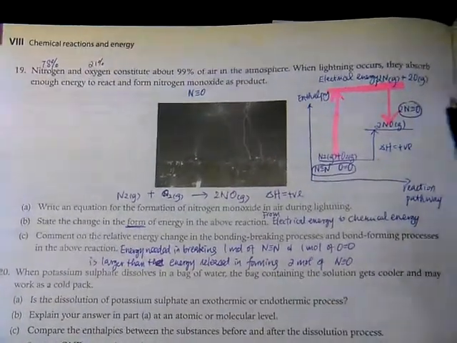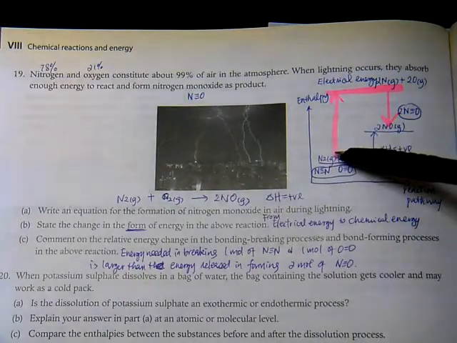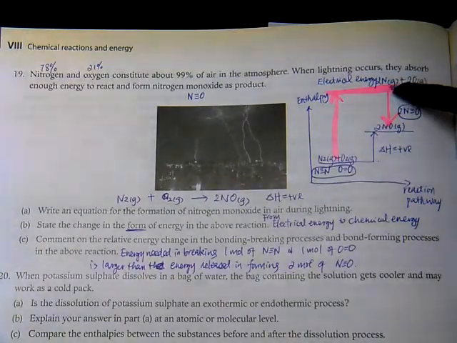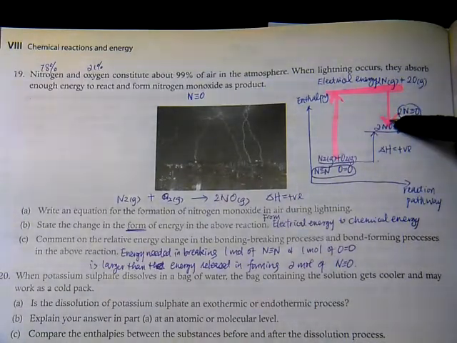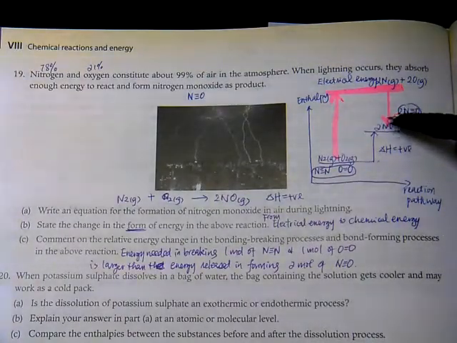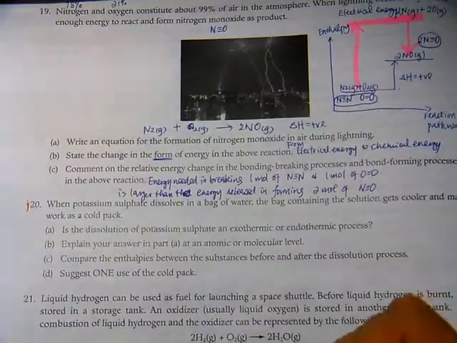Okay, use the enthalpy level diagram. Tell me what is really happening in the bond breaking process and in the bond forming process, and compare their relative energies. So that's all for question number 19.